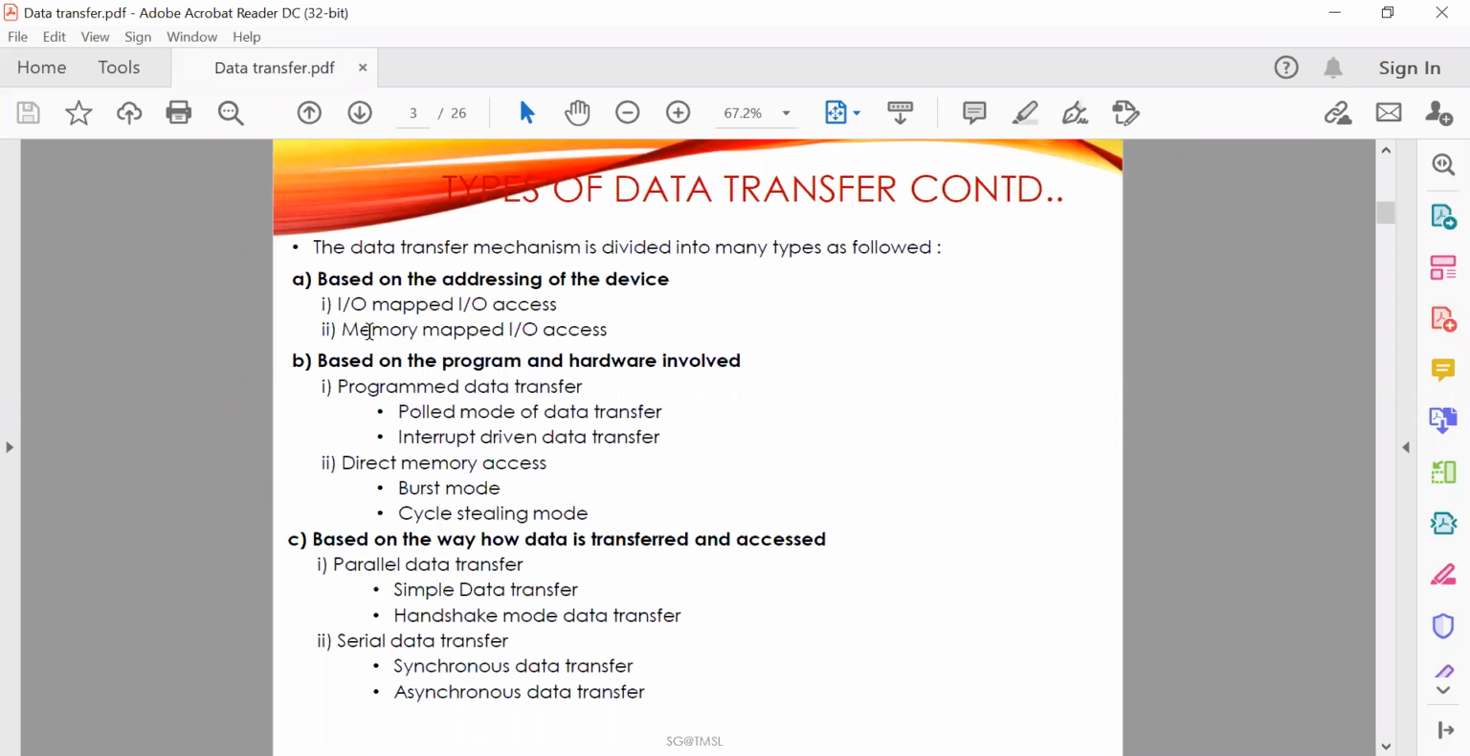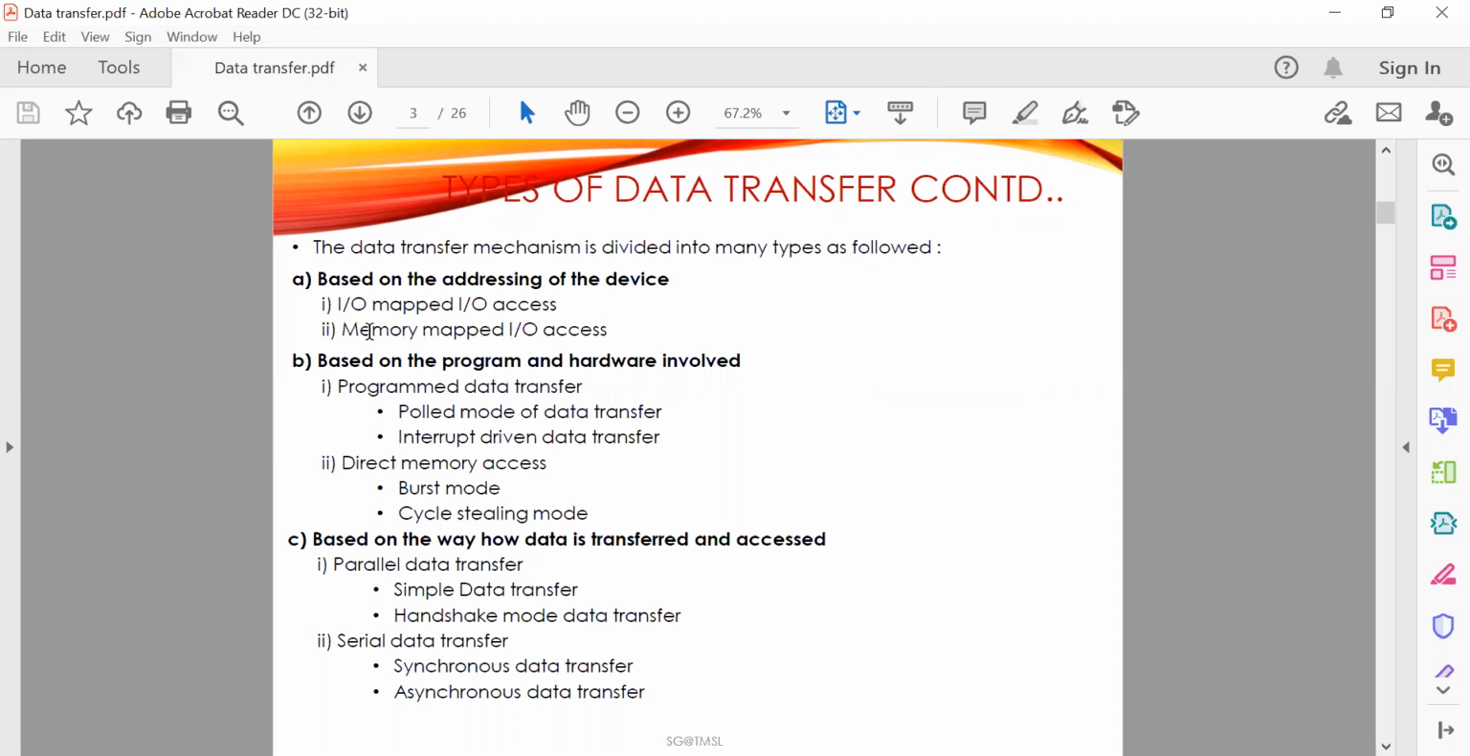Now it is assumed that the input device is in synchronous mode with the processor, and that it is ready with the data whenever the processor reads the data. Similarly, the data is written into the output device irrespective of its status. Now the processor assumes that the output device is in synchronous mode with the processor.